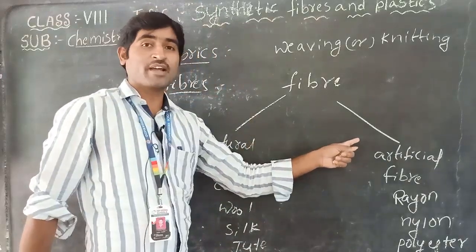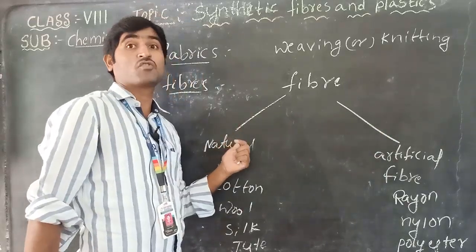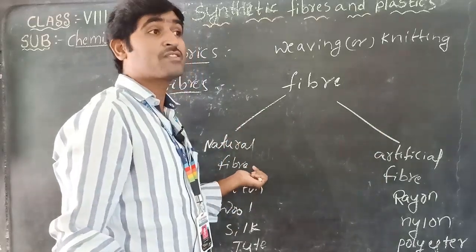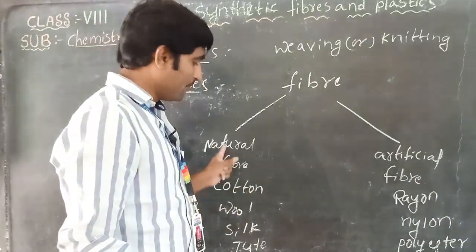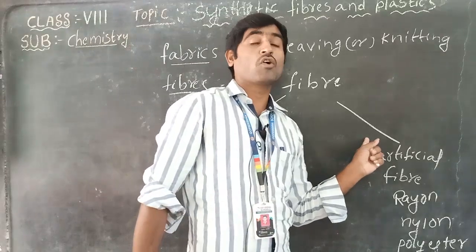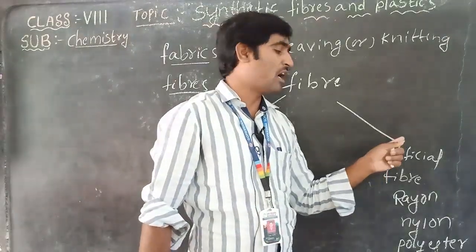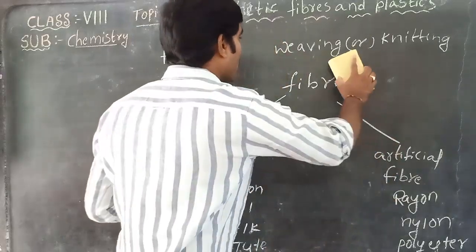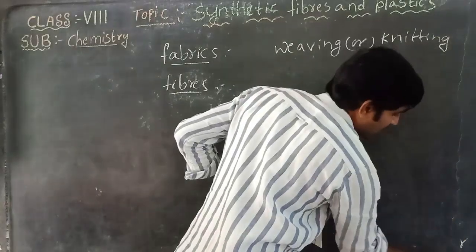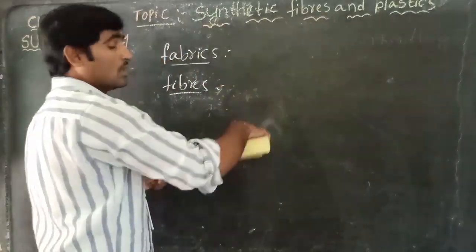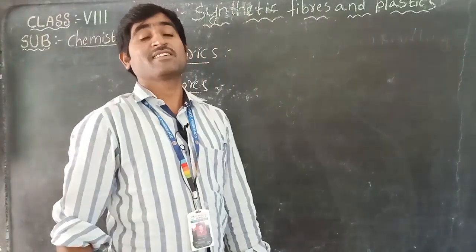So, this one understood, students? Natural fiber and artificial fiber. Natural fiber means the fiber which is obtained from natural sources or living organisms such as plants or animals. The fiber which is obtained from minerals or chemicals in the laboratories is called artificial fiber. So now we are going to discuss how synthetic fibers can be prepared, and what synthetic fiber is.